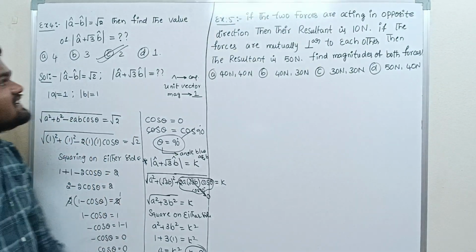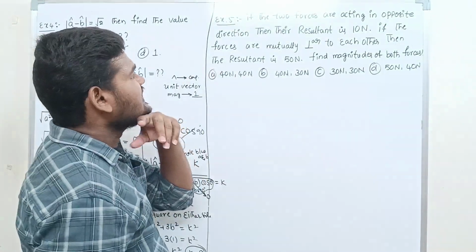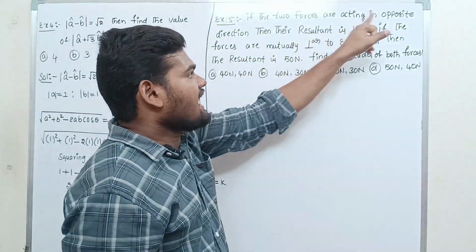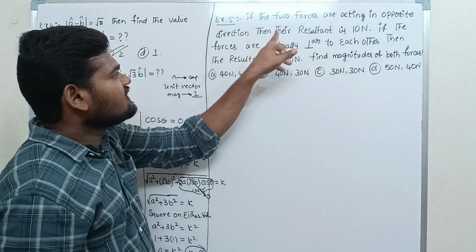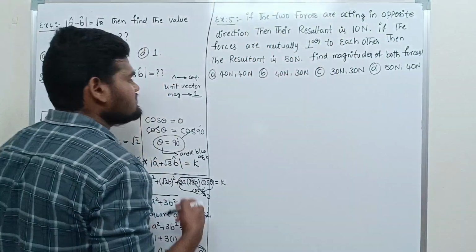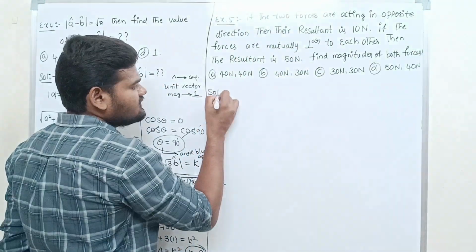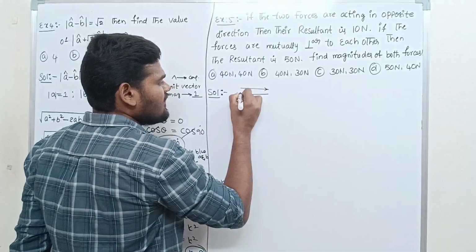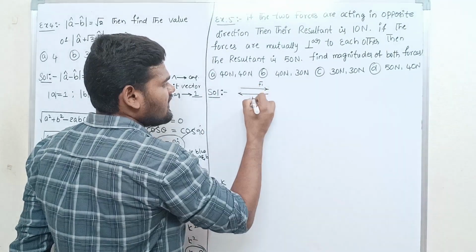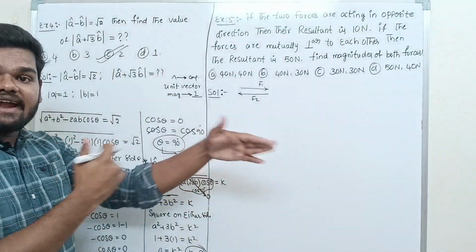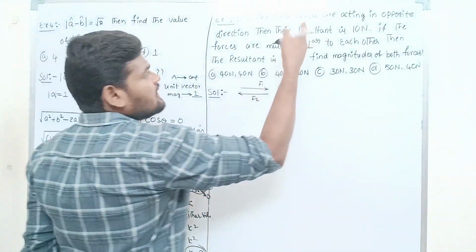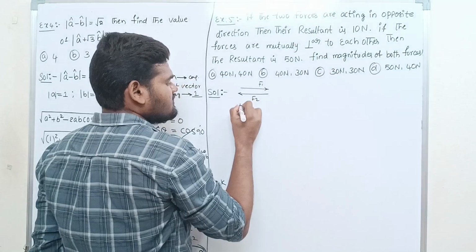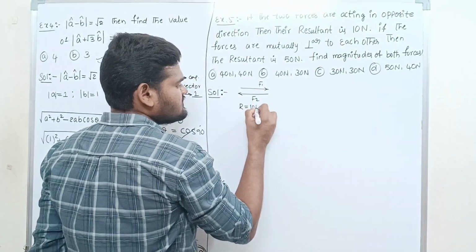Right. So let us go to the fifth problem. What have they given? If the two forces are acting in opposite directions, then their resultant is 10 newtons. So solution, have a look. They have taken two forces and the two forces are acting in opposite directions. Let us say F1 and F2 are the two forces. At that time, the resultant is 10 newtons.